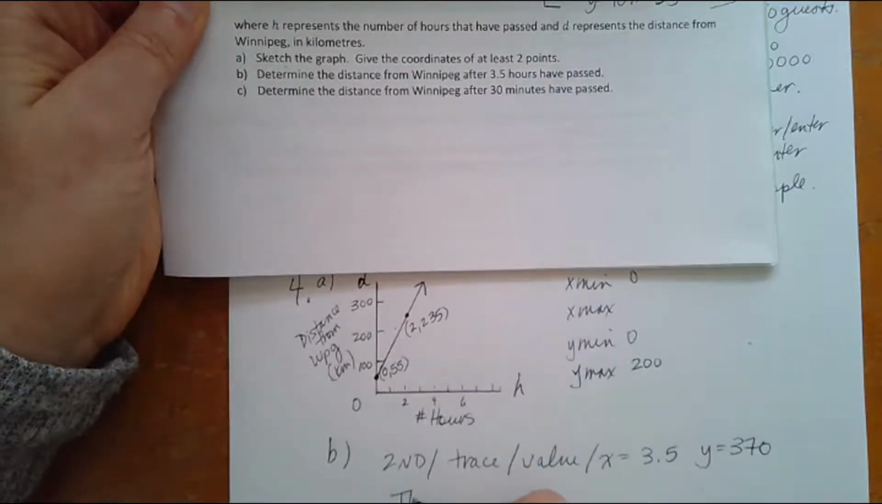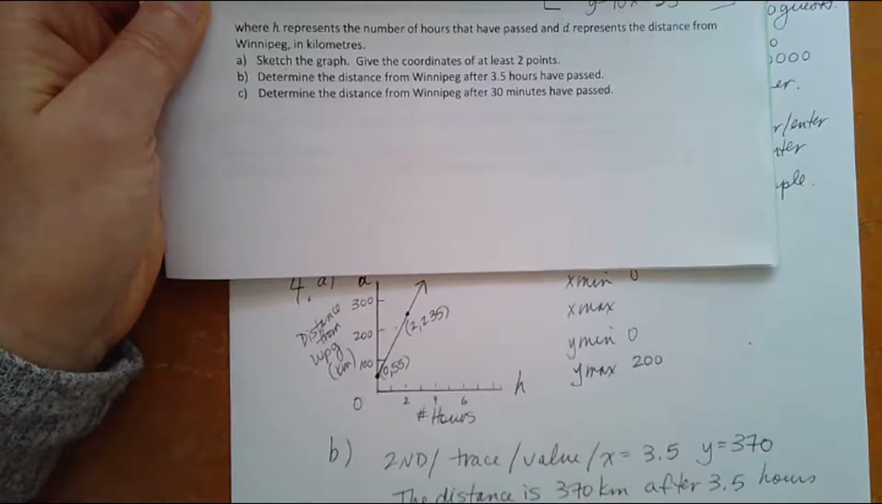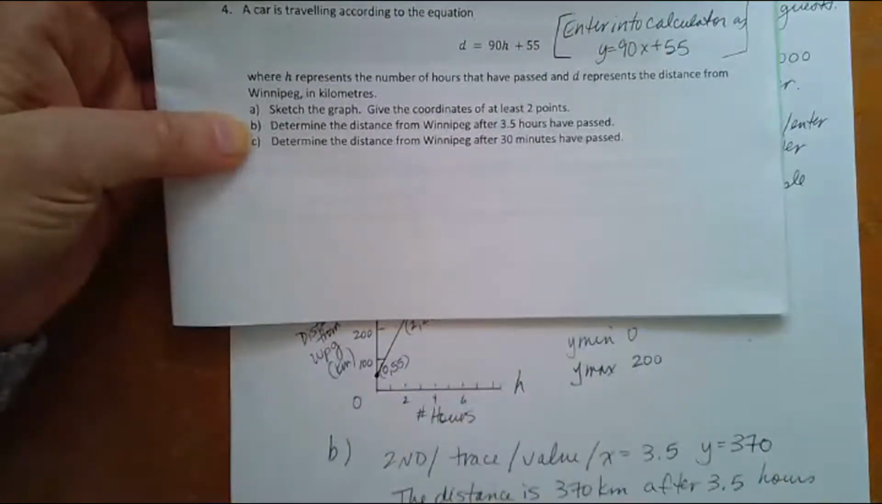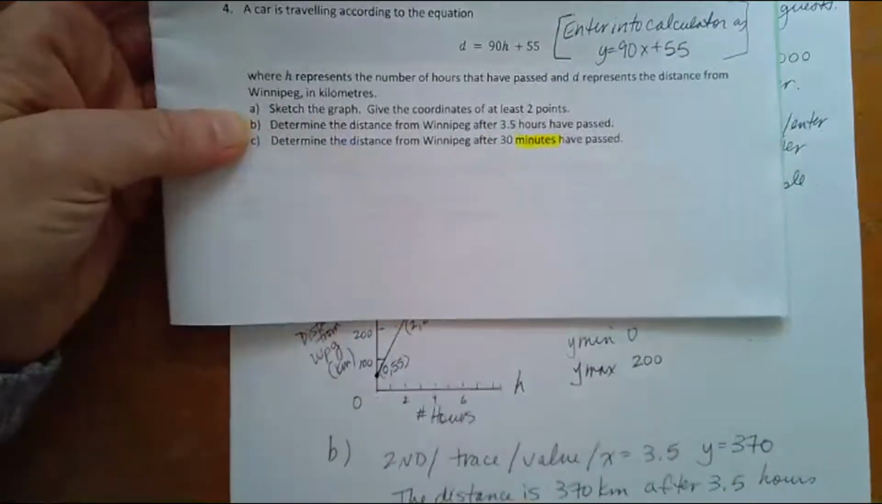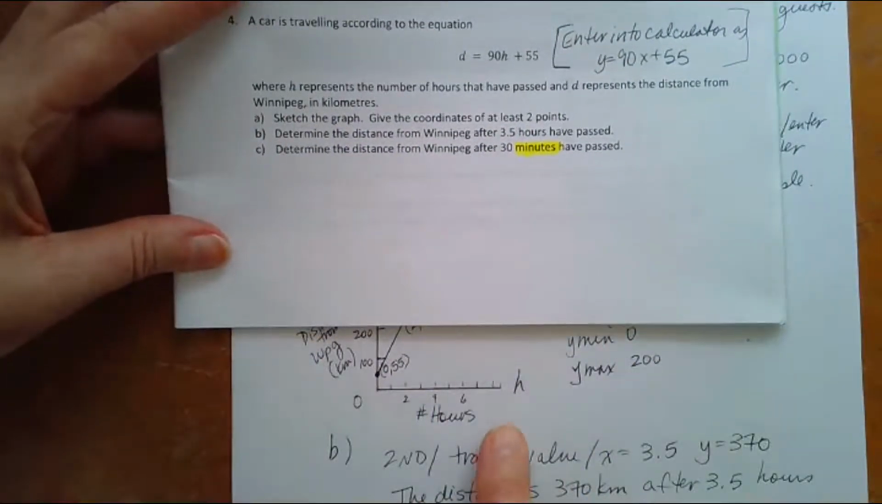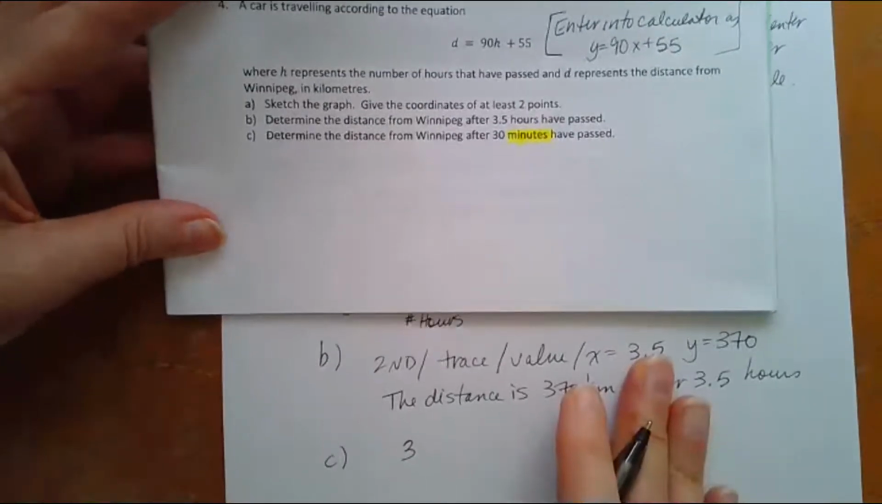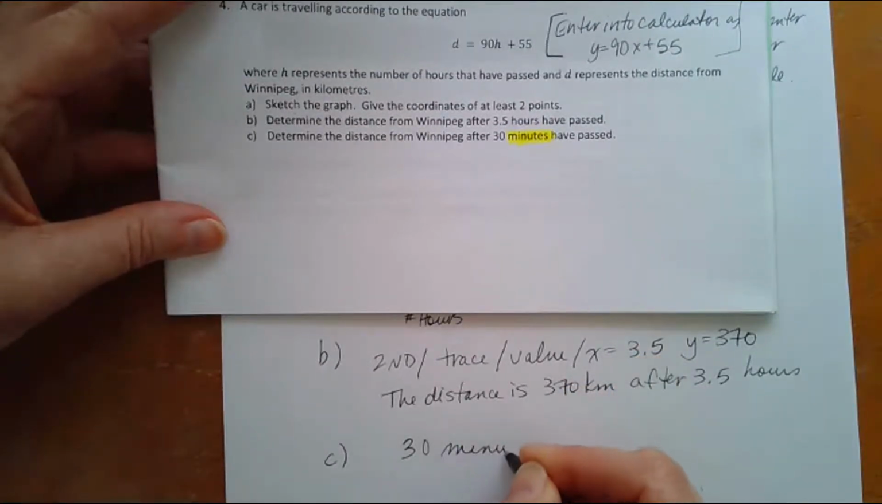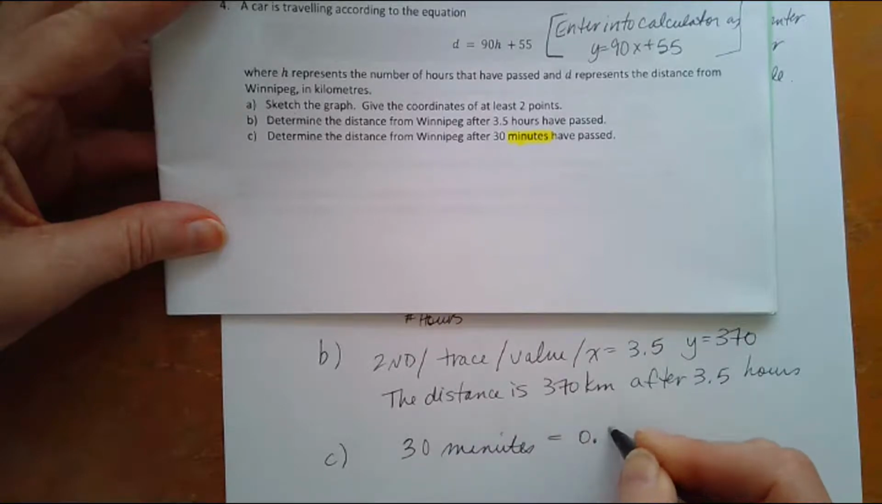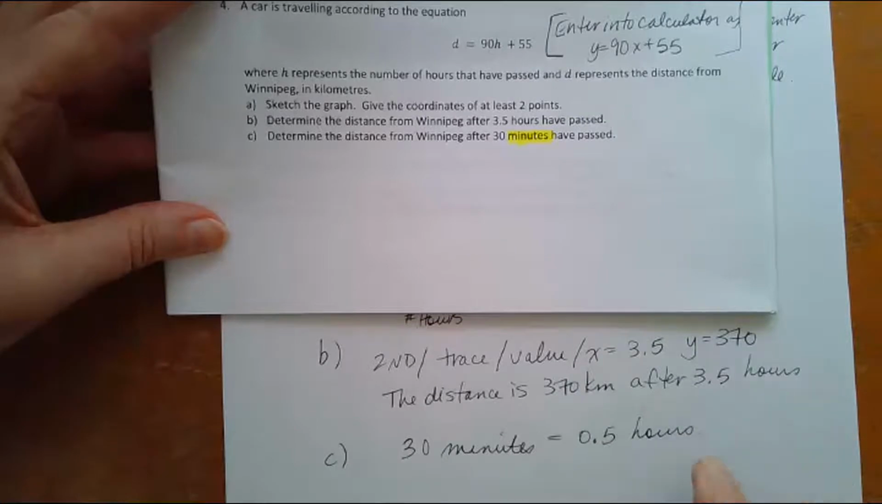Okay, once again, that's not enough of an answer. The distance from Winnipeg is 370 kilometers after 3.5 hours. And part C, determine the distance from Winnipeg after 30 minutes have passed. So be very careful. They're trying to be tricky here. Your graph is not measured in minutes. It's measured in hours. So 30 minutes equals 0.5 hours. So it's the same type of question as part B.